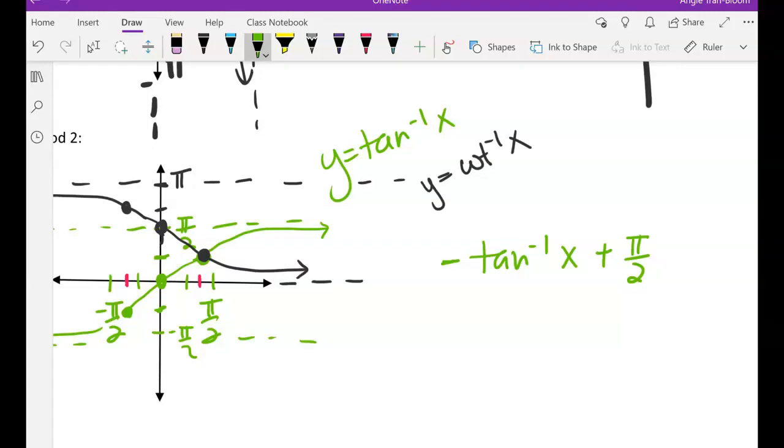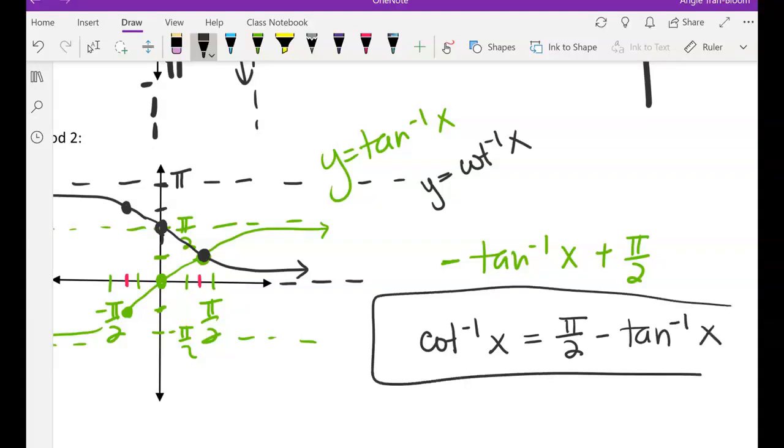So from now on, if you do not want to worry about restrictions, class, you can find cotangent inverse using that right there. I'm going to put the pi over 2 in the front, so that way you don't have to worry about the negative. You can take pi over 2, take away tangent inverse of the same value x, whatever x is.